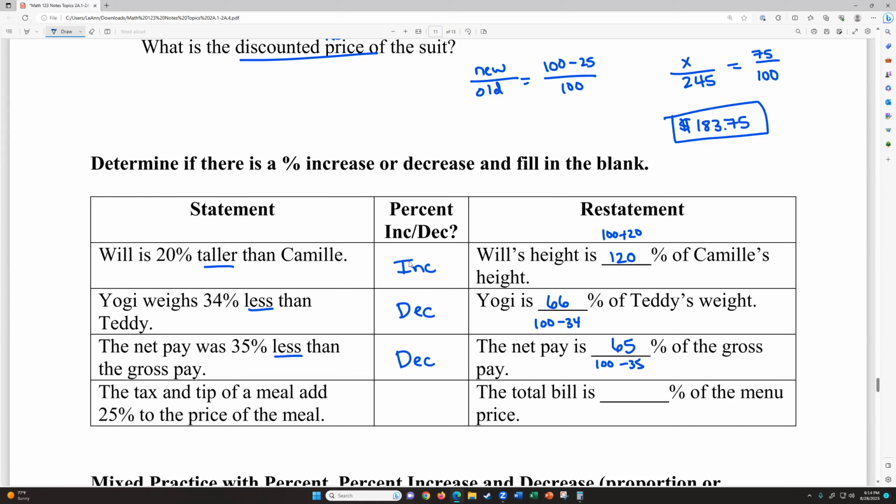The tax and tip of a meal add 25% to the price of the meal. So we're adding something to our base. That's going to be an increase by a certain percentage. So the total bill would be 100 plus 25, or 125% of our menu price.